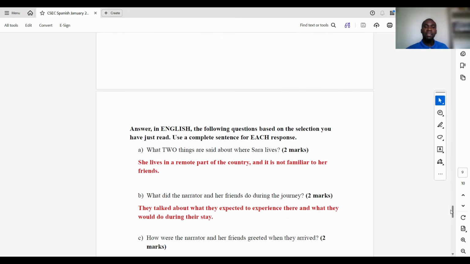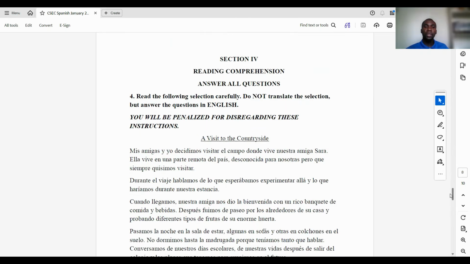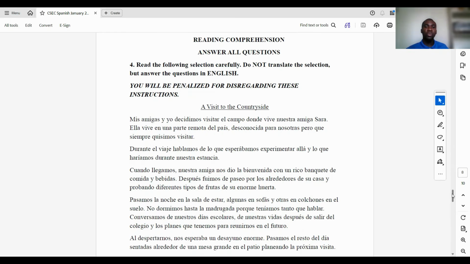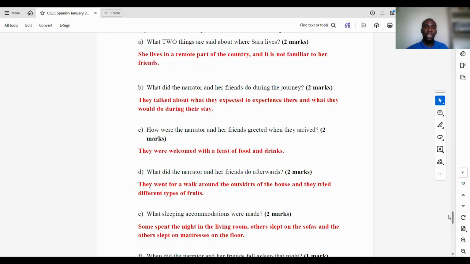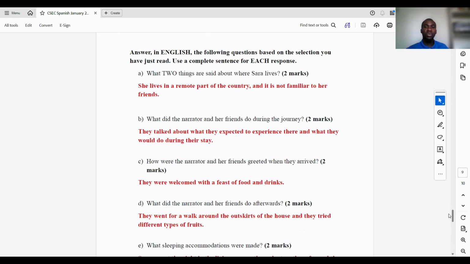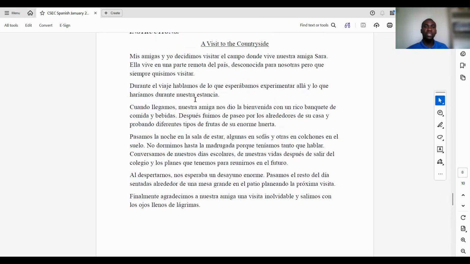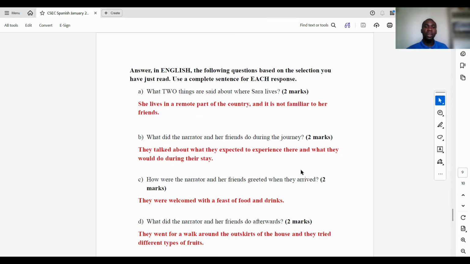B, what did the narrator and her friends do during the journey? Durante el viaje, hablamos de lo que esperábamos experimentar allá. So that's the first part. So during the journey or the trip, they spoke about what they were expecting to experience there. And the next part, y lo que haríamos durante nuestra estancia, and what we would do during our stay. So they talked about what they expected to experience there and what they would do during their stay.